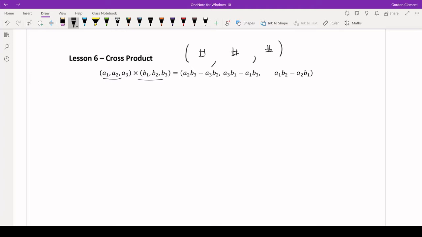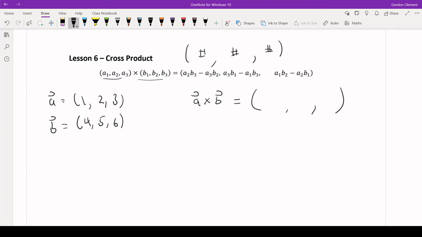So this formula looks ridiculous. Luckily, you never have to use the formula as that. I've got a little trick that sets this up correctly for you. So I'll just show you an example of how to do a cross product of two vectors. I'm going to take the vectors 1, 2, 3, and 4, 5, 6, and we're going to do A crossed with B. We're going to cross those two vectors. So my final answer will be a vector.